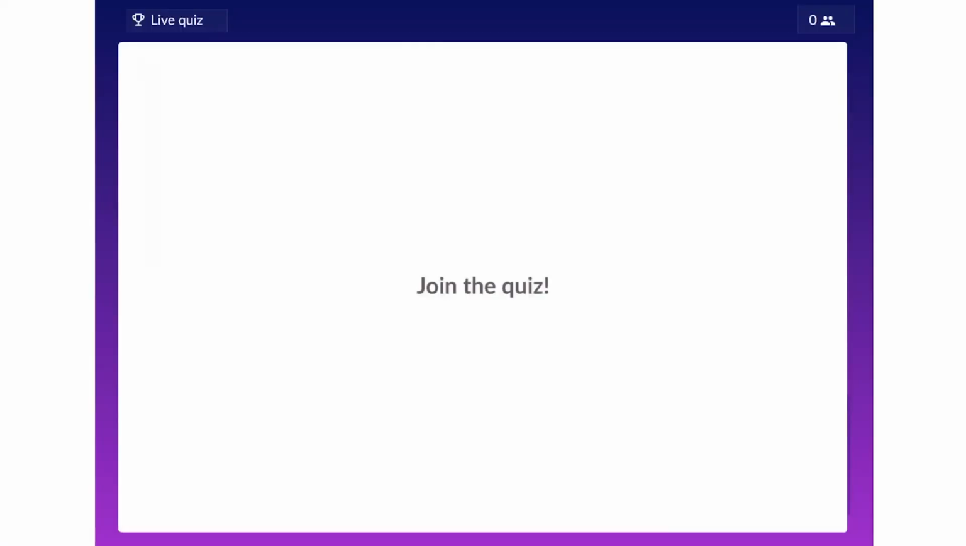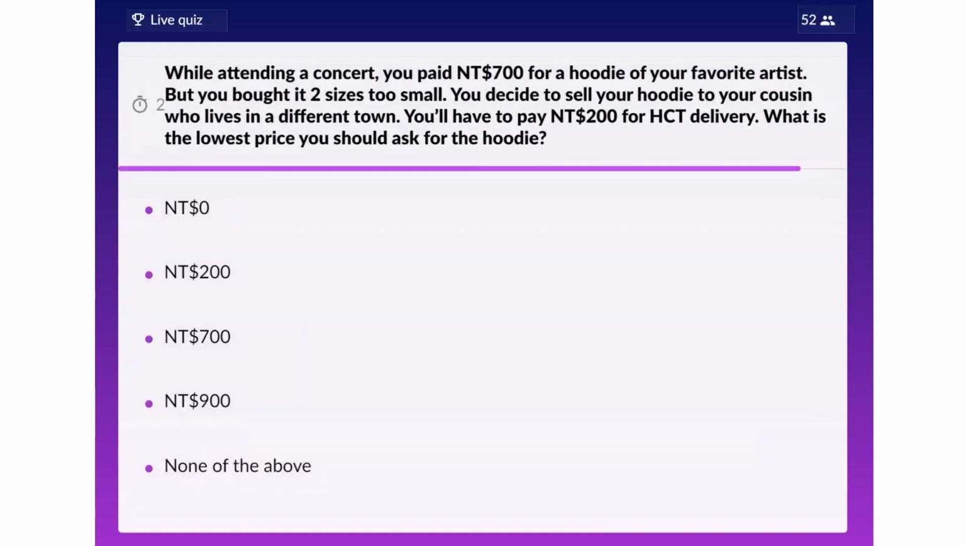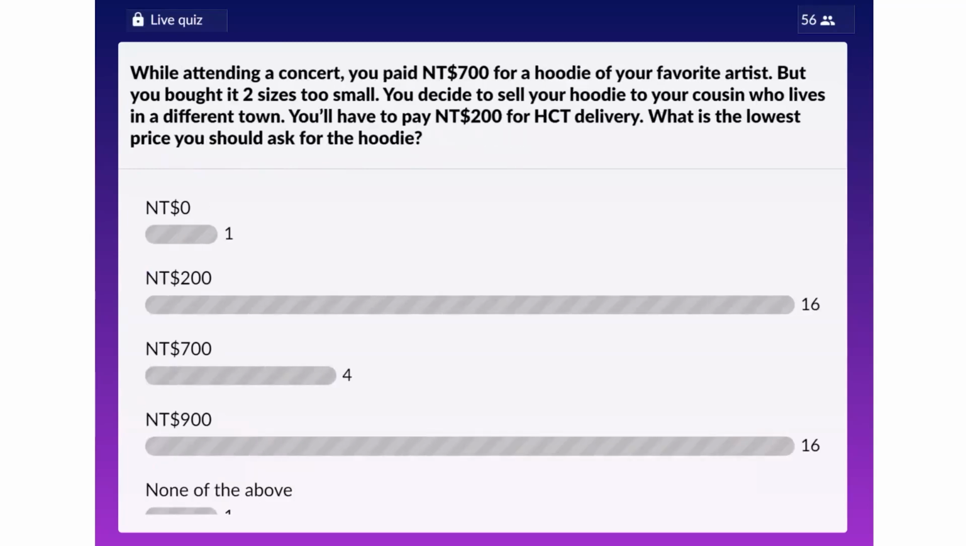Okay, let's join. What is the lowest price you should ask for the hoodie? 0, 200, 700, 900, or none of the above? So you paid $700 for the hoodie, but it's too small. And you decided to ship it to your cousin, and the shipping costs 200 NT dollars. So how much should you ask for? Okay, some say 200, some say 900, some even say none of the above.